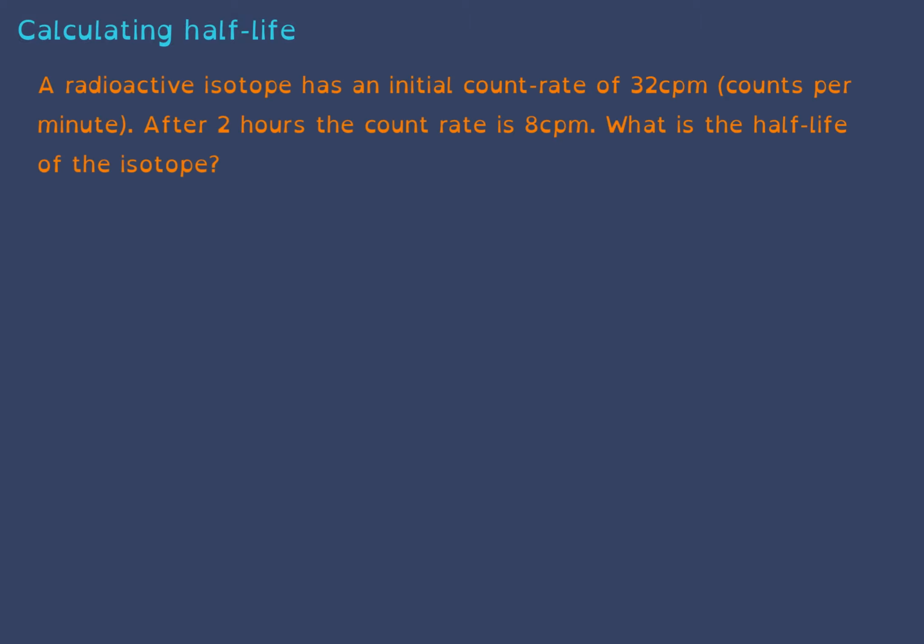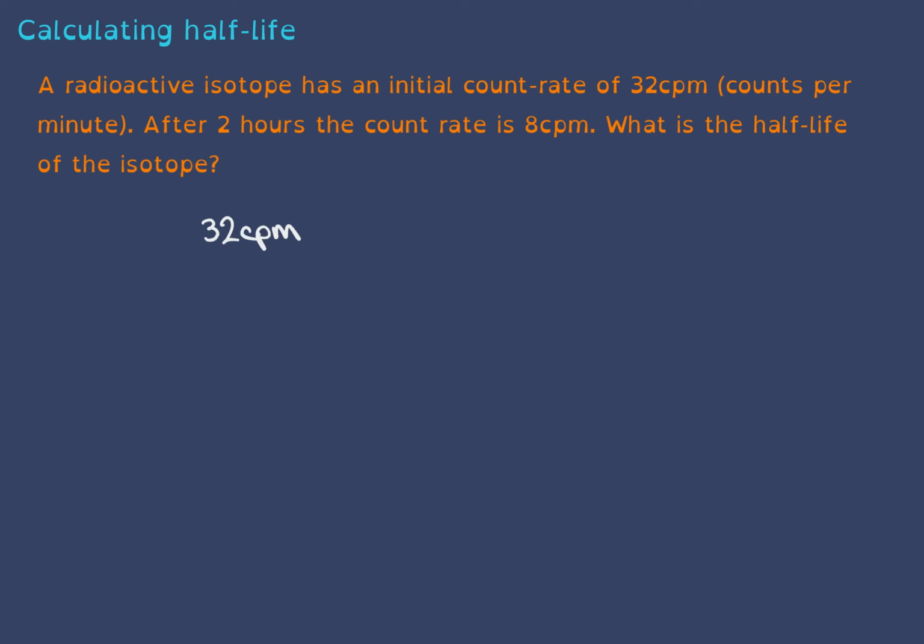In an exam, you may be asked to calculate the half-life from some data. So this is an example of how to handle that type of question. A radioactive isotope has an initial count rate of 32 counts per minute. After 2 hours, the count rate is 8 counts per minute. What is the half-life of the isotope?